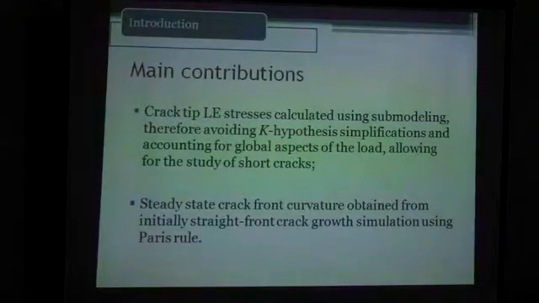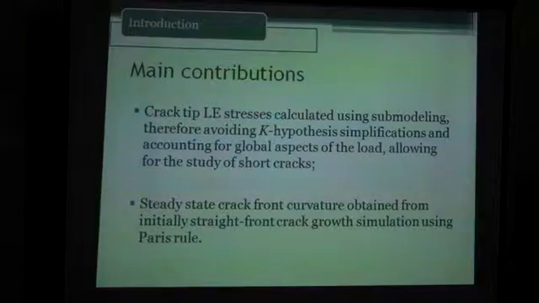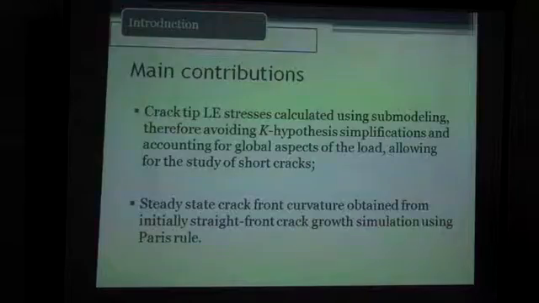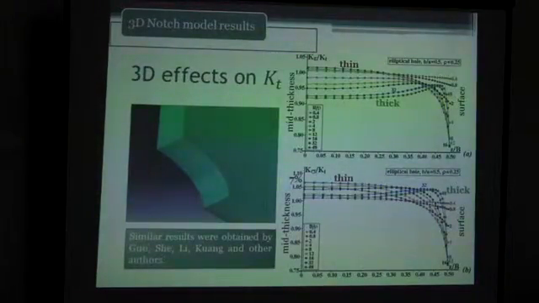Actually, you could also study short cracks if you consider some corrections like the El Haddad-Topper-Smith parameter that reproduces the Kitagawa-Takahashi diagram. Then you can also use linear elastic calculations to predict the growth of these short cracks. We've done that in the past. And we also want to study the steady state crack front curvature, the tunneling effect that you get from these thickness calculations. So here are the 3D effects on the stress concentration factor for uncracked plates.